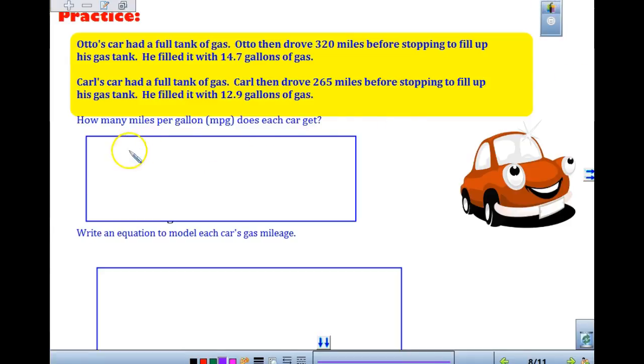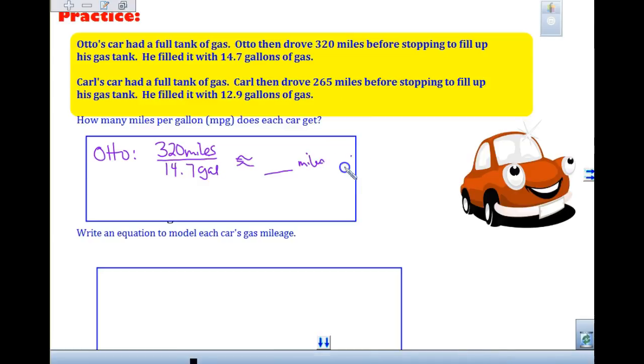So if we are taking a look at that, let's put down Otto's name first. We're looking at how many miles he drove: 320 miles. You're going to show your work so I know how you got the answer. This is all you have to do to show it. Then you're going to put it in your calculator, divide it by 14.7 gallons, right? And you can round this probably to the nearest tenth of a mile. Okay? So do it on your calculator, check with your shoulder partner. So we're looking at miles per gallon.